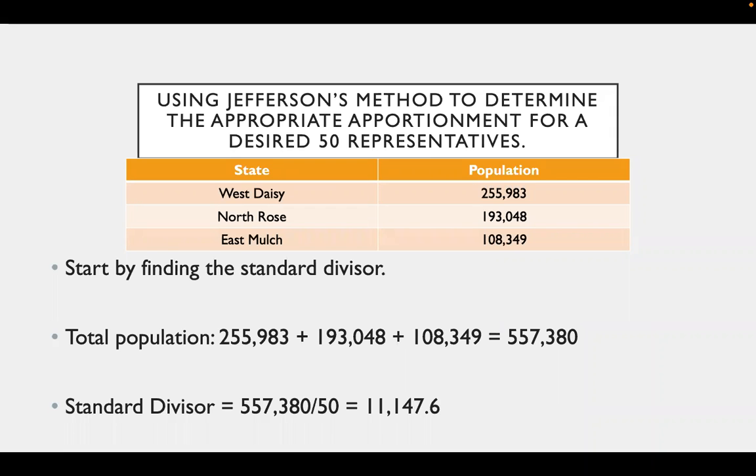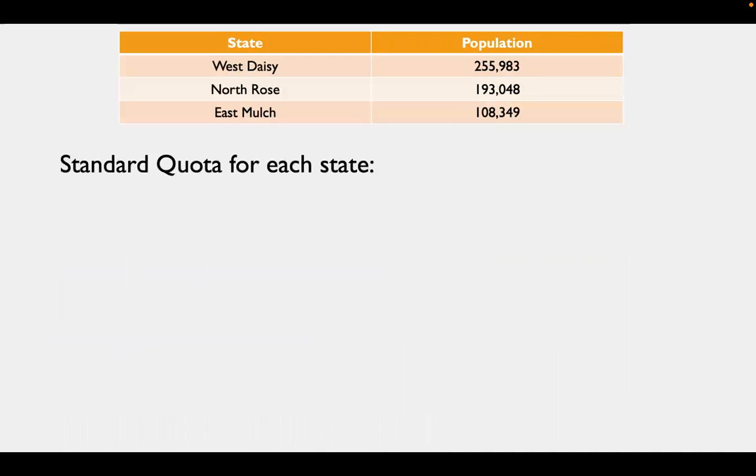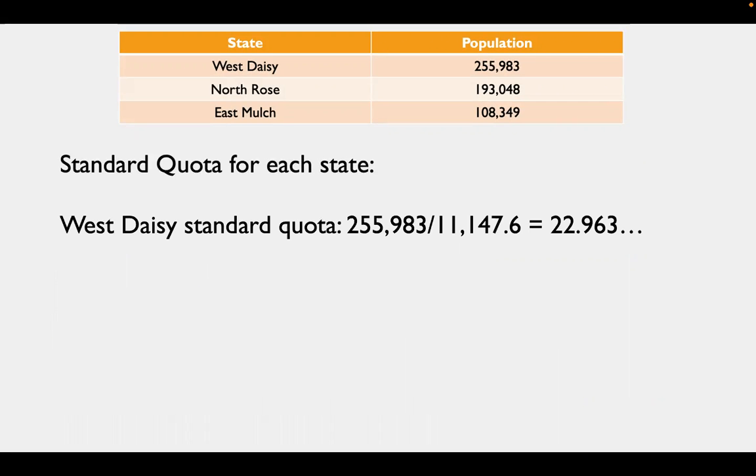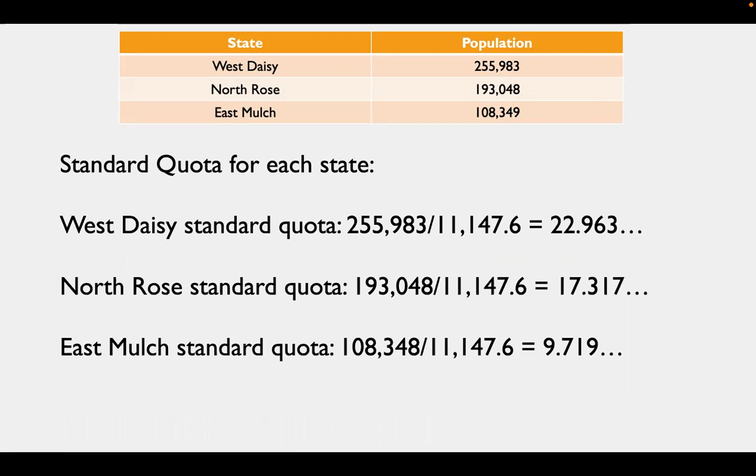Now that I have that standard divisor, I can find the standard quota for each state. So I take the population of West Daisy, 255,983, and I divide by the standard divisor of 11,147 and 6/10. West Daisy's standard quota is 22.963. I do the same thing for North Rose and East Mulch, and I find North Rose has a standard quota of 17.317, and East Mulch has a standard quota of 9.719.